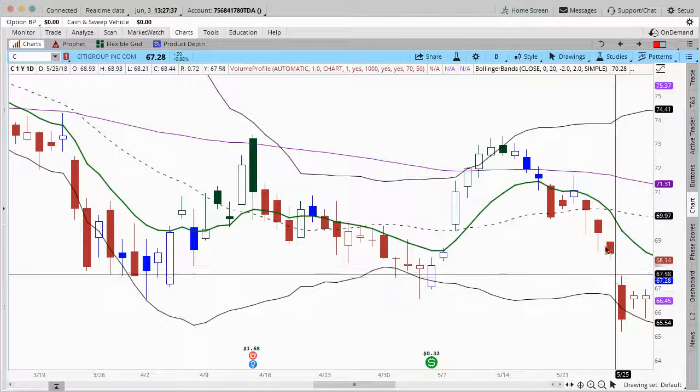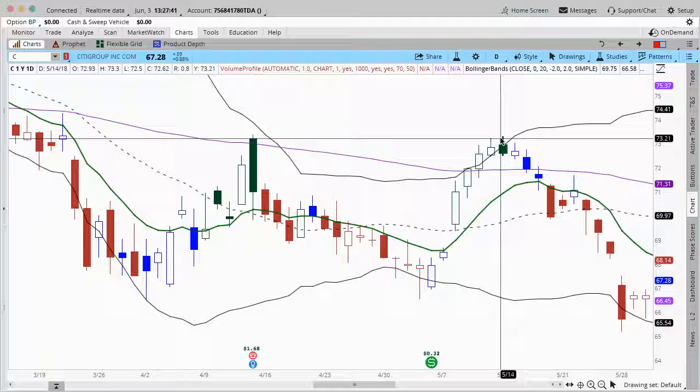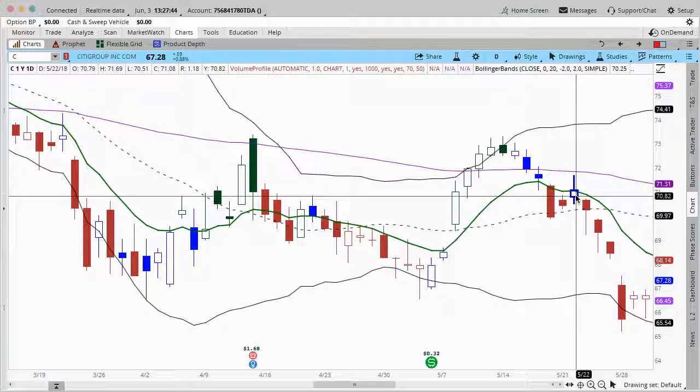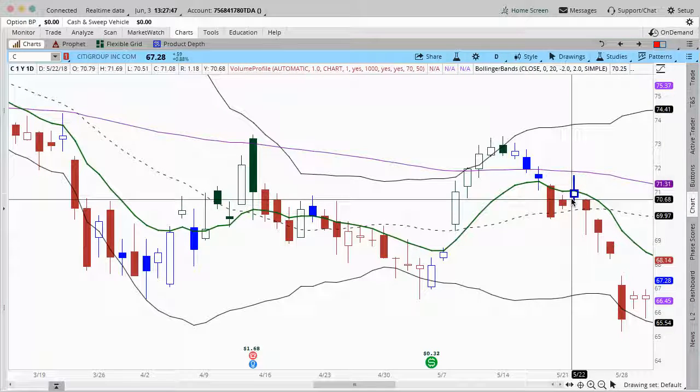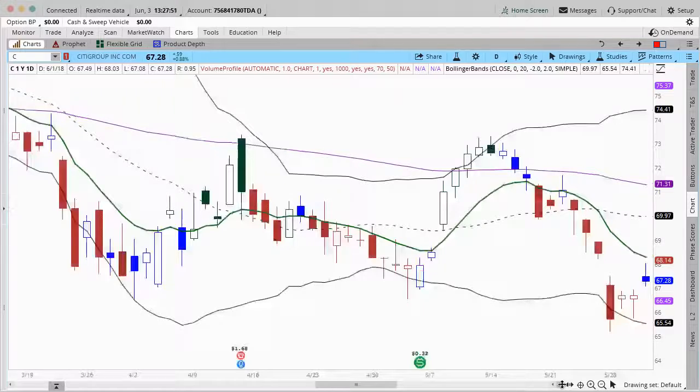but I like it here because we're going off of a gap, and we're going off of really selling pressure since 73, where we continued to make lower highs, lower lows, with the exception of a couple bars. And then finally you get your pop.